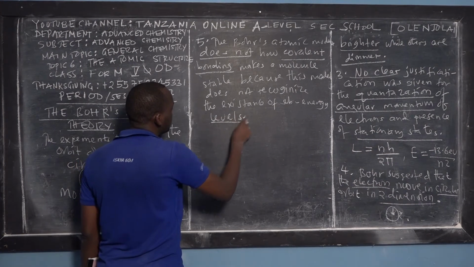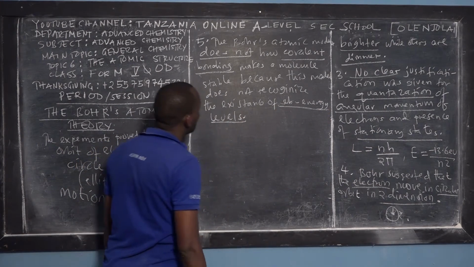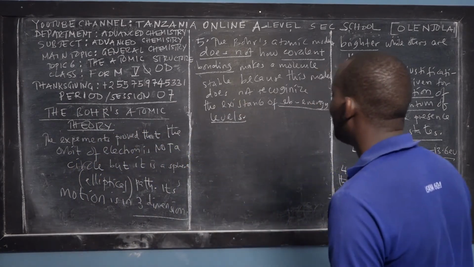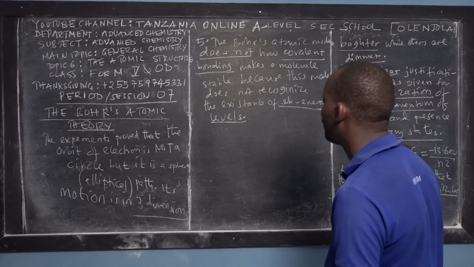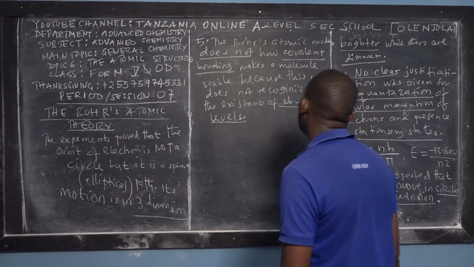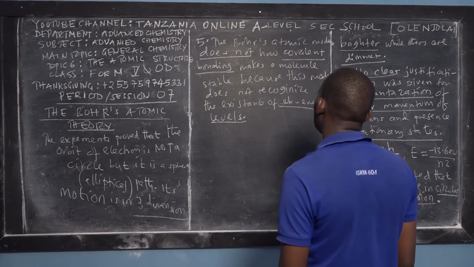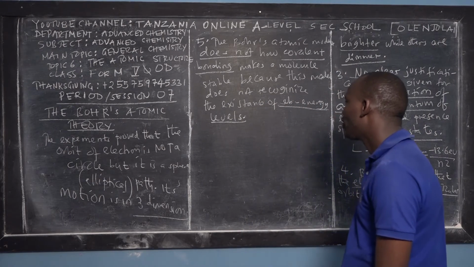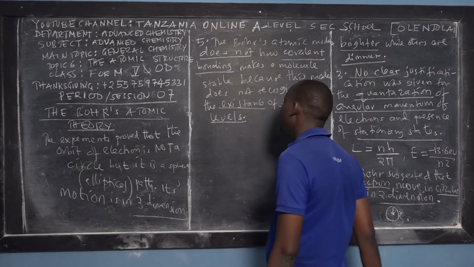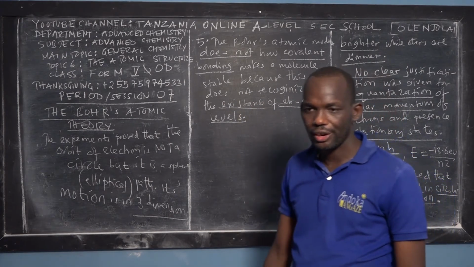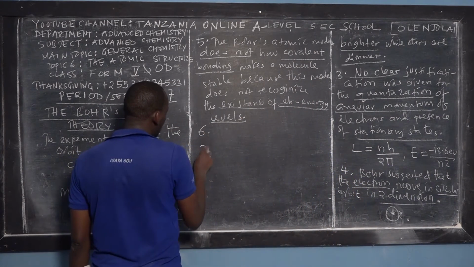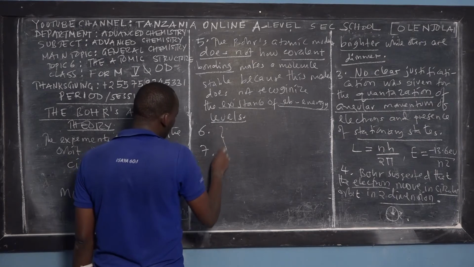So Bohr's model does not explain how covalent bonding, which I'll be teaching you in chemical bonding, makes a molecule. How does it make a molecule stable? This is because this model does not recognize the existence of sub-energy levels in the molecule, right? So make sure that you look for the 6th and 7th shortcomings. This is your homework.